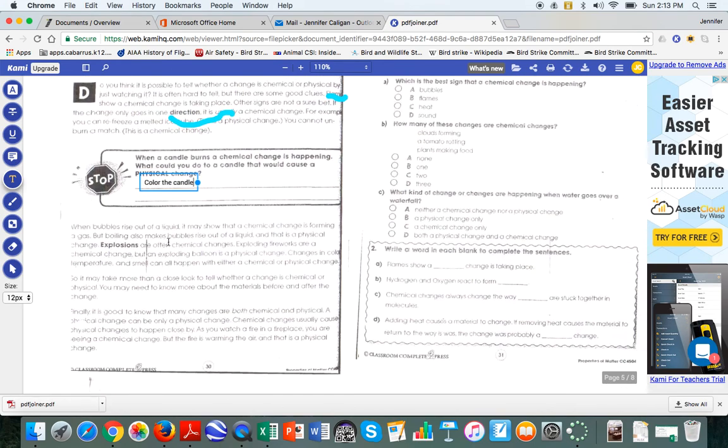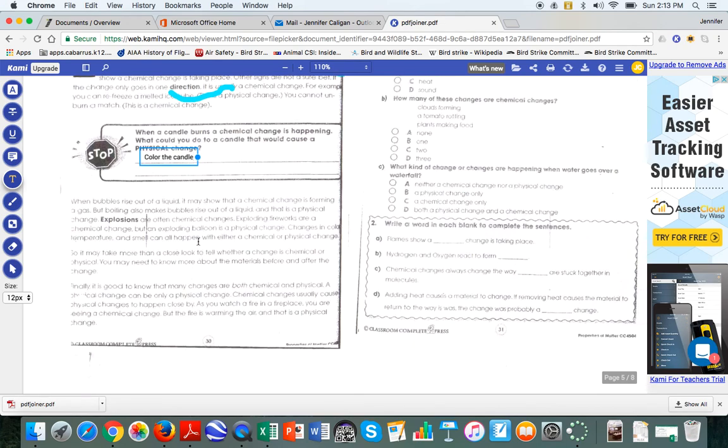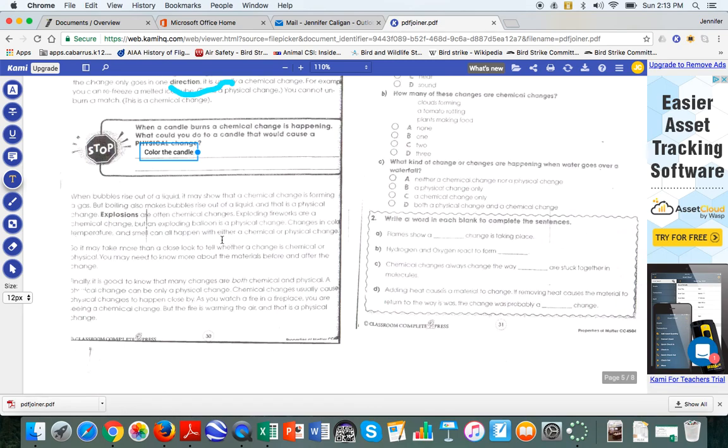Down here it talks about explosions often being chemical changes, like fireworks, exploding balloons, things like that. Fireworks are, but when you blow a balloon up and put too much air in and it pops, that's a physical change. It's kind of like a broken window. You're just left with a broken balloon. Sometimes there are examples that are both chemical and physical, so there are some examples you really have to think about.